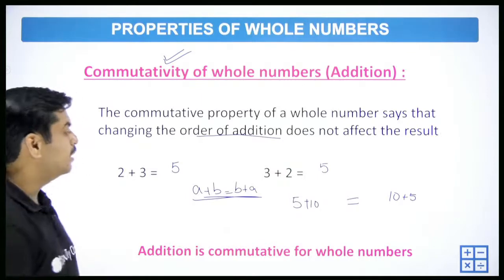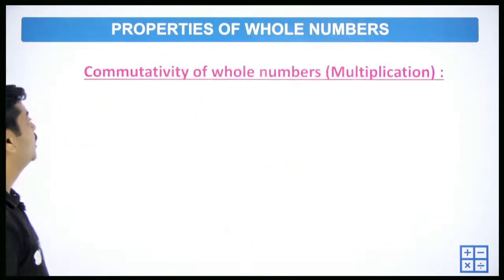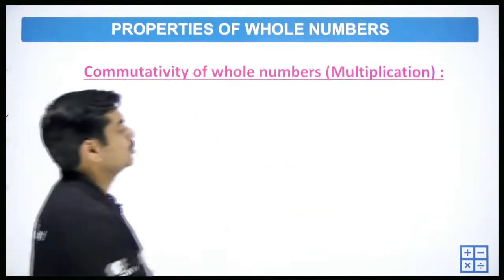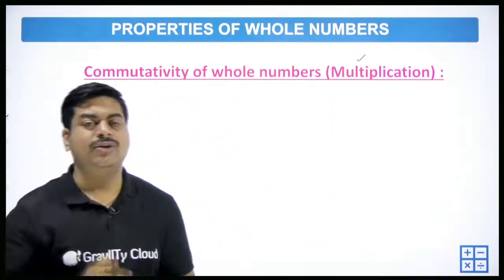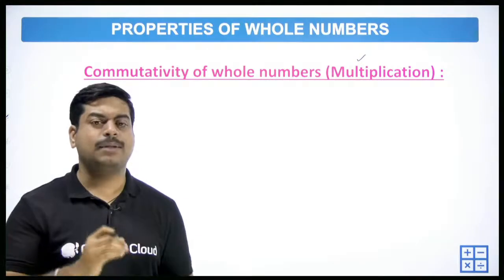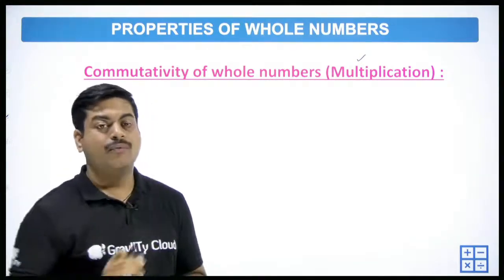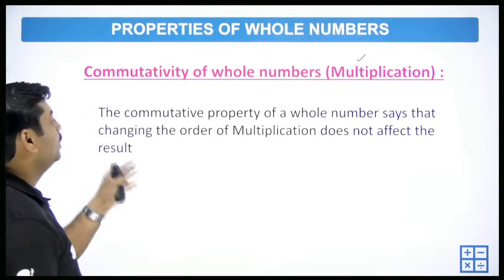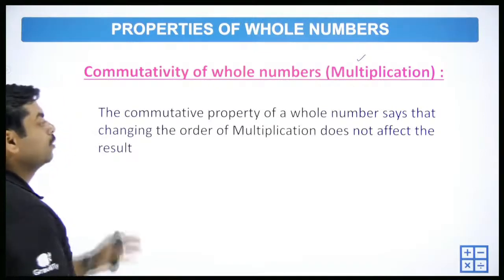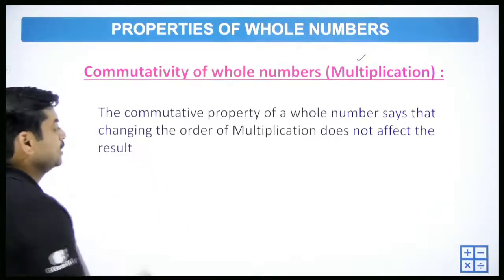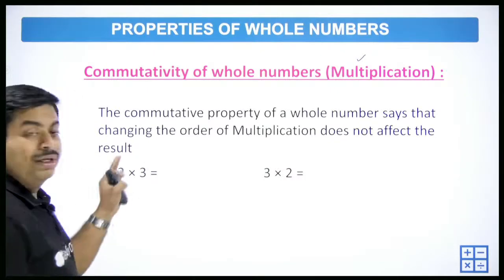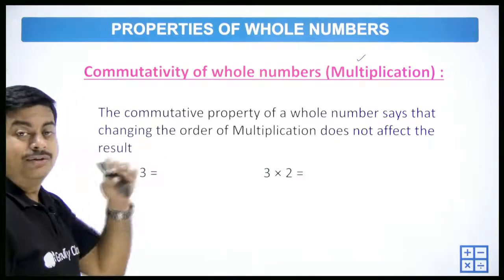Right, next one. The same kind of thing: commutativity of whole numbers under multiplication. Just now we discussed addition. Let's take the same concept and the same examples with multiplication. The commutative property of whole numbers says that changing the order of multiplication does not affect the result. Let's take one example. 2 into 3: we are not adding here, we are multiplying.